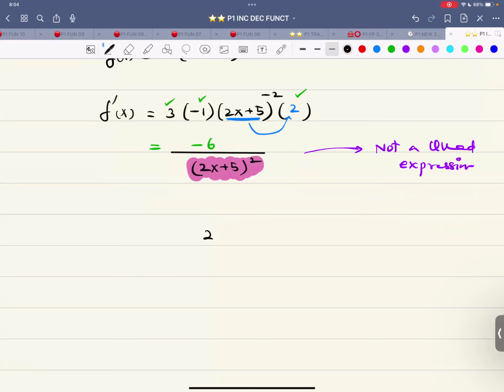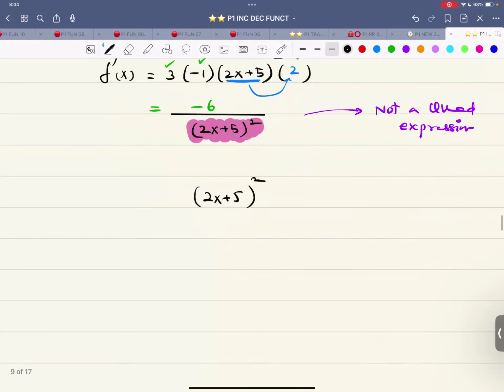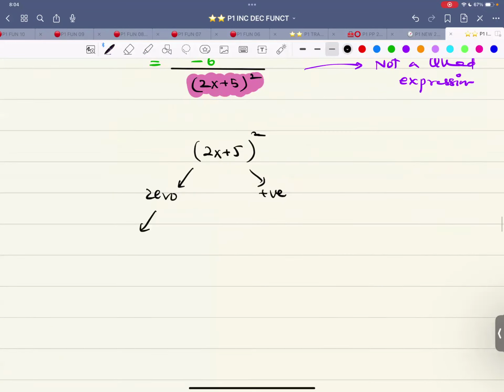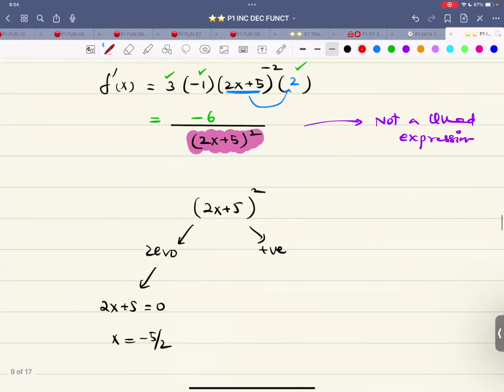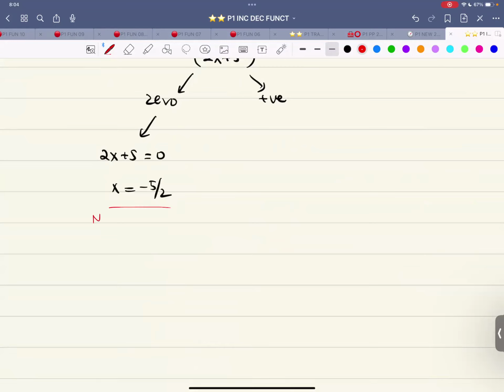So now 2x plus 5, the whole thing square, it can either be 0 or it will be positive. It will be 0 when the thing on the inside is 0. What will make it 0? x is -5/2. What is the domain? The domain is all real values of x, except for this, because this will make the denominator 0, function undefined. So therefore, this value is not part of domain. It already says so.